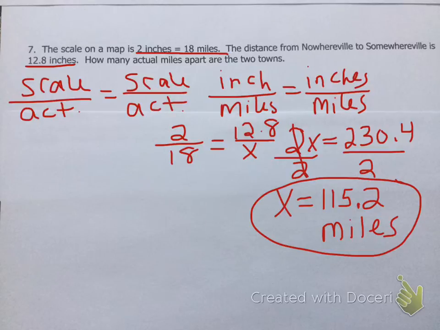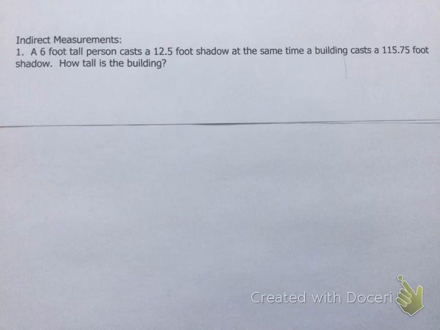Okay, one last type of problem I'm going to show you. This is called indirect measurement, okay? And you could figure out the actual height of a building based off of knowing the actual height of something else and then measuring the shadow. So we have a 6-foot tall person casting a 12.5-foot shadow. At the same time, a building casts a 115.75-foot shadow. How tall is the actual building?